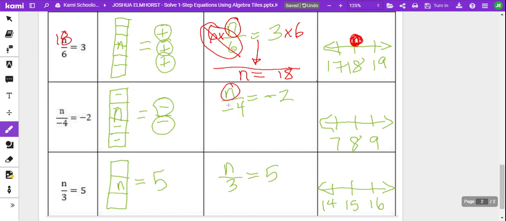So go to the next one, n divided by negative 4. N divided by negative 4, keep the variable, bring the equal sign down, and then we're going to cancel the dividing by negative 4 by multiplying by negative 4 to both sides. So that will cancel. So now n equals 2 times 4 is 8, and a negative times a negative is a positive.